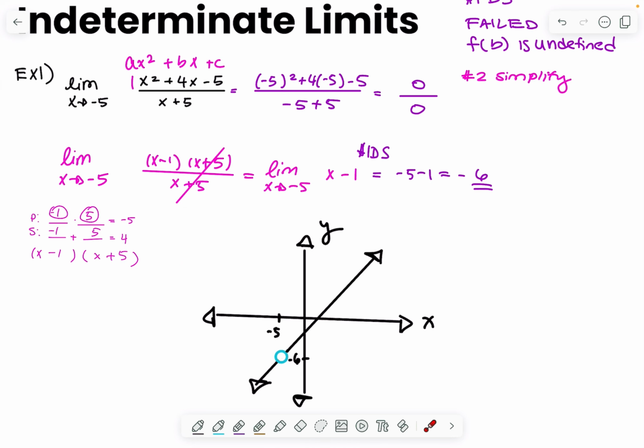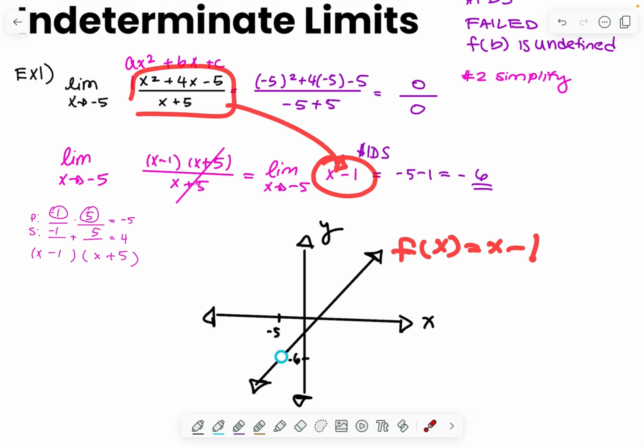Now, as a visual representation of what's happening, this line over here is our function x minus 1. It is literally this, but just simplified. It's the exact same thing. So this is our f of x, and that's x minus 1. Now, when you plug in -5, what is our f at -5? What is our y value? It doesn't exist. It's undefined because it's an open circle.